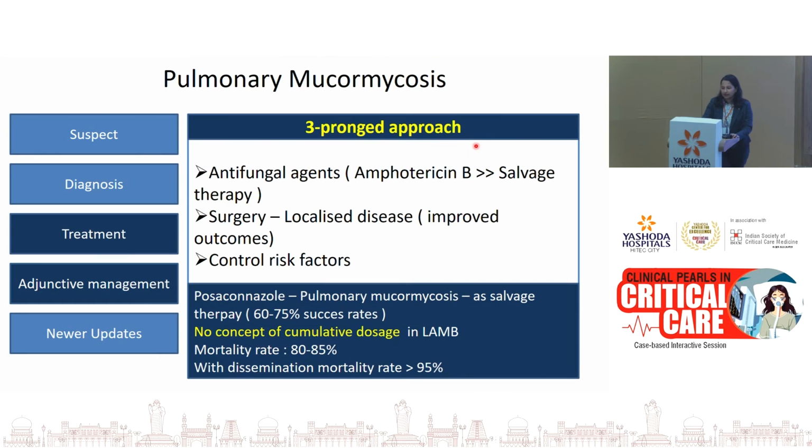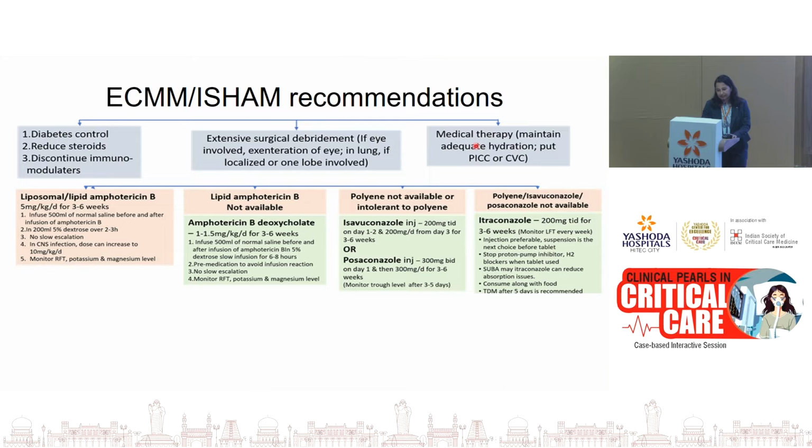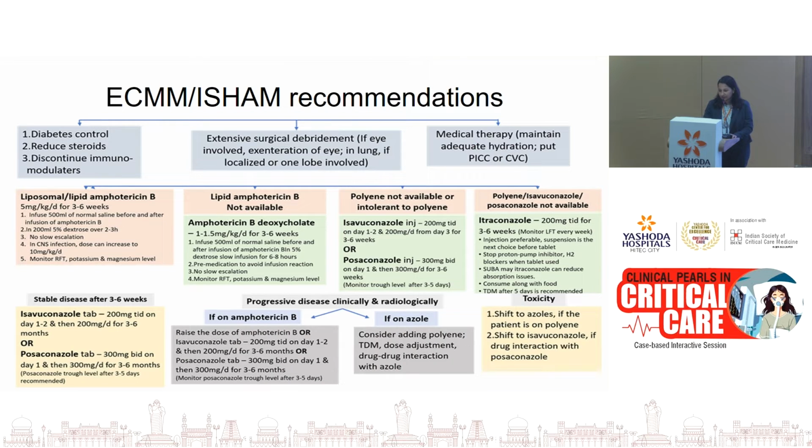Despite that, the rate of mortality is pretty high, ranging to 80 to 85%, and if disseminated, the mortality is very high, up to 95%. These are the ECMM ISHAM guidelines, which state the three-pronged approach: control of the risk factors, diabetes control, reducing the steroids and immunosuppressants, and extensive surgical debridement along with the medical therapy. Liposomal amphotericin B is the first line. Isavuconazole has also been included if the patient cannot tolerate amphotericin B for some reason.